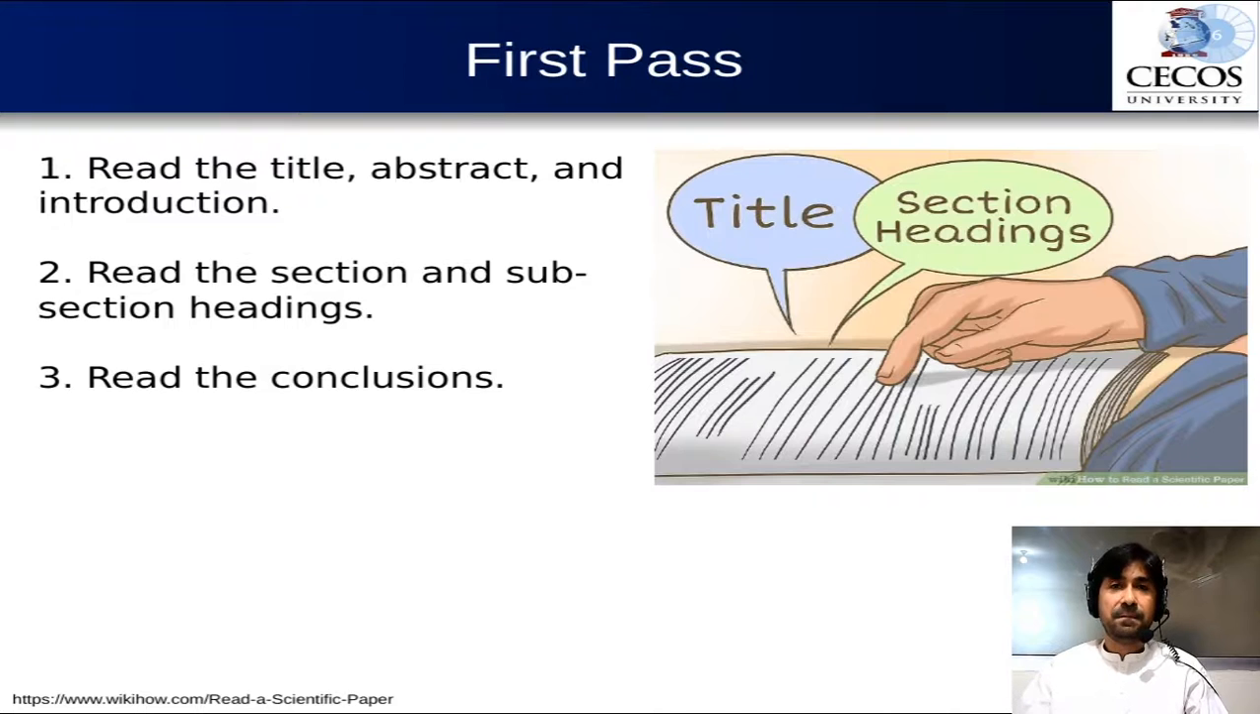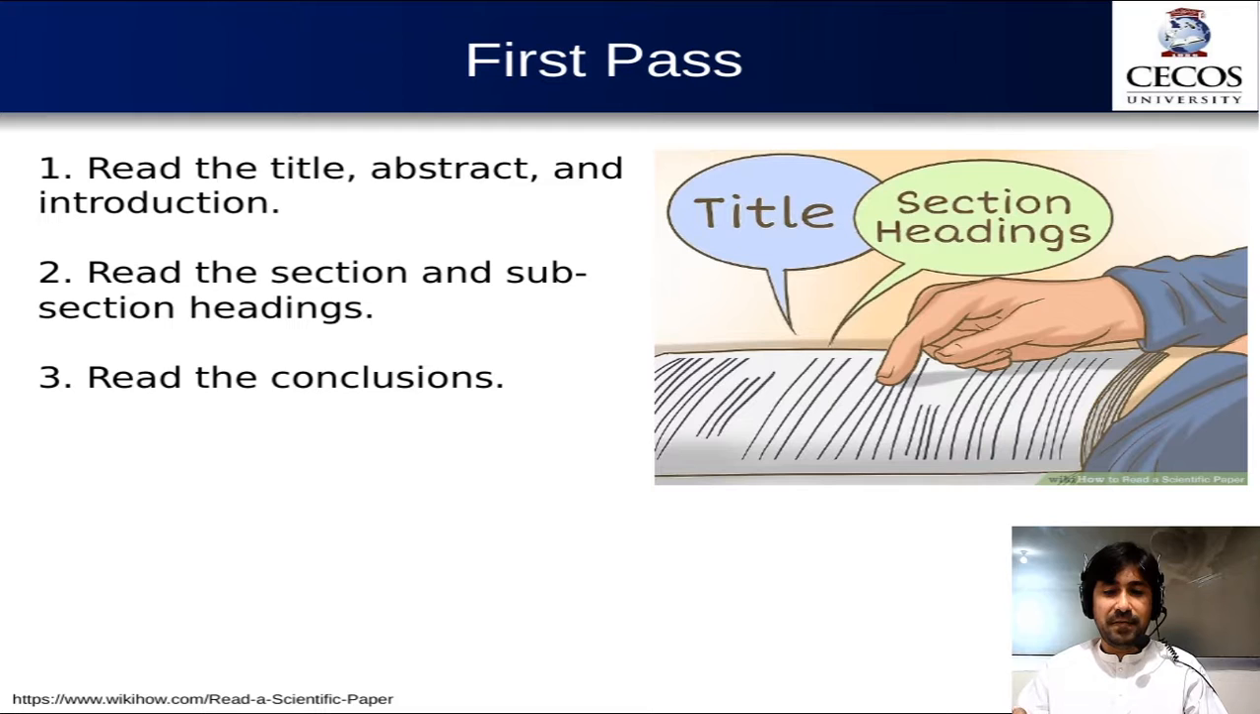So the first phase, when you pick up a paper, is where you apply the first pass. In this phase, you only need to read the title of the paper. The title will give you a clue whether this paper is related to your area, whether this paper is interesting, whether it is useful for your own research or not. If you agree with the title, if the title attracts you, then you have to read the abstract, which is like a summary of the whole paper, and then the introduction, right?